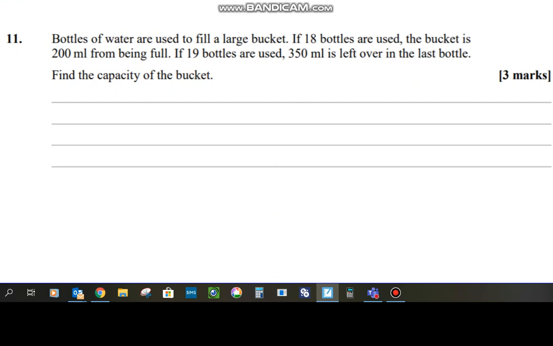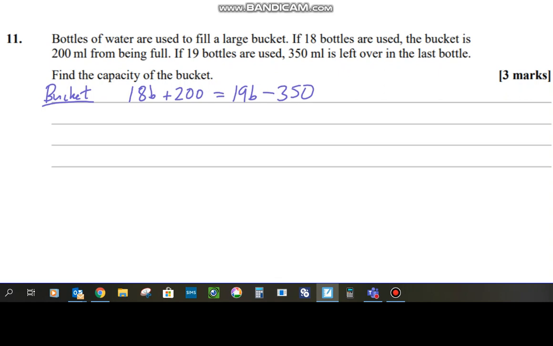Question 11. Right, it's a little bit trickier, this one. Bottles of water are used to fill a large bucket. Right, so the bucket is what we're going to make the equation from here. How much goes in the bucket? So if 18 bottles are used, 18b, the bucket is 200 millilitres from being full. So 18 bottles plus 200 millilitres fills the bucket. That's the same as using 19 bottles, 19b, but you've got 350 mils left over. So it's 19b minus 350.